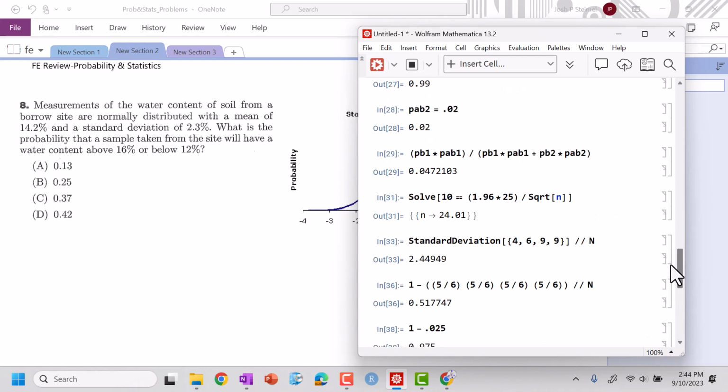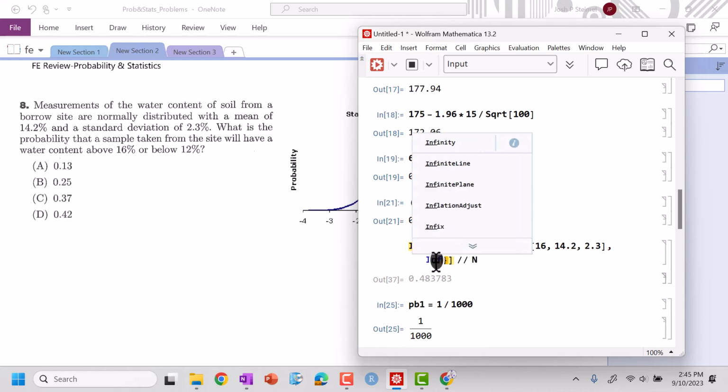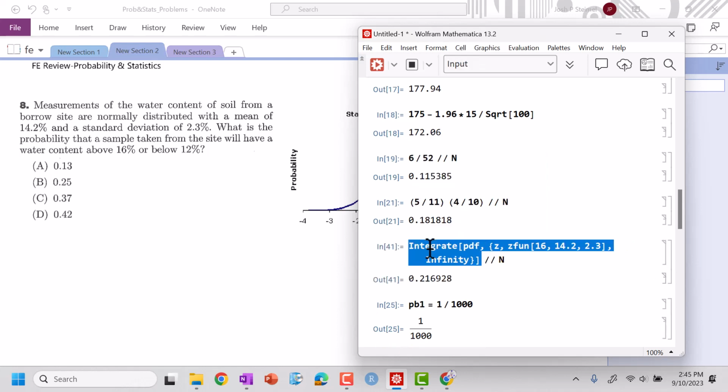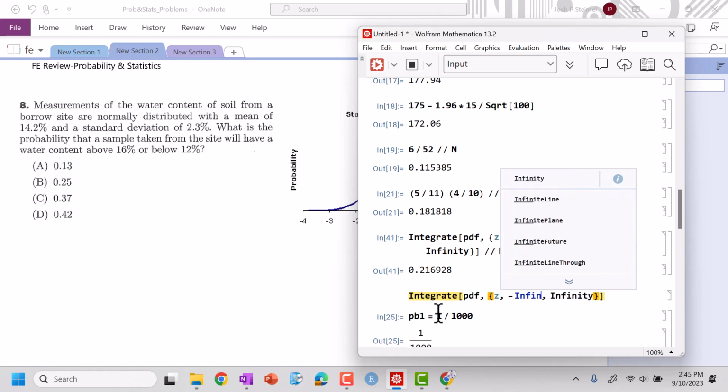So again, it's the same normal distribution here, but this one's a little bit interesting. Let's look at the first one. It has a mean of 14.2, a standard deviation of 2.3, and we are now asked, what's the content above 16? So basically from here to infinity. And then below 12, so we'll do this, from negative infinity.